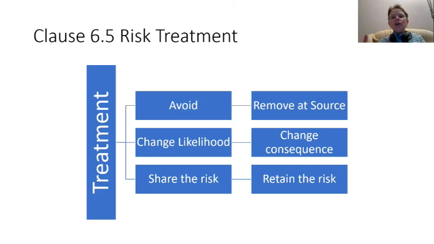Can we change the likelihood, i.e. reduce the likelihood of that risk from occurring? Can we change its consequence? Can we put in a range of different measures that could mitigate, i.e. won't stop it happening, but reduce the severity of it occurring? Can we share the risk with others, i.e. by having insurance or something like that, or using a specialist contractor, so sharing the risk or risk transfer?